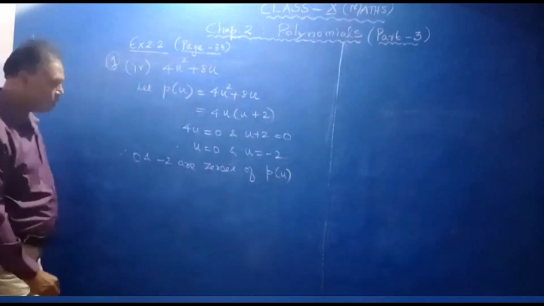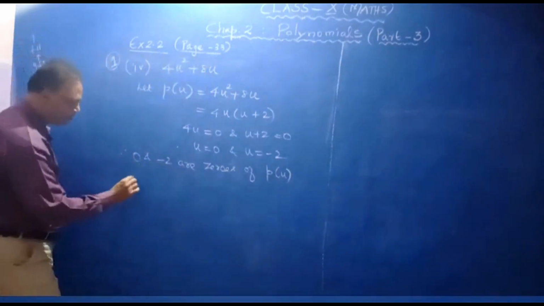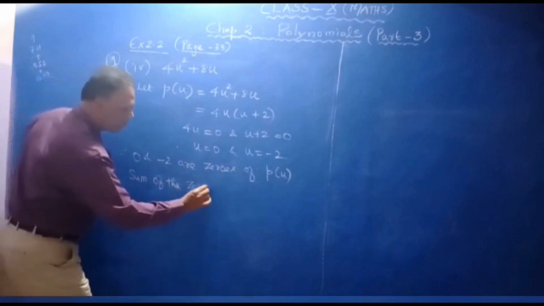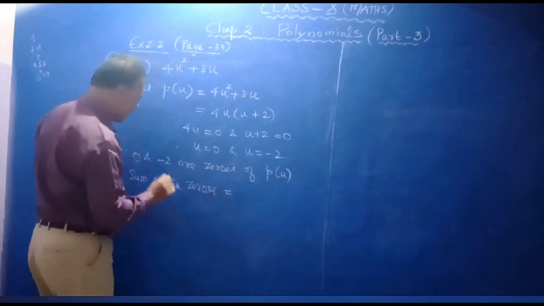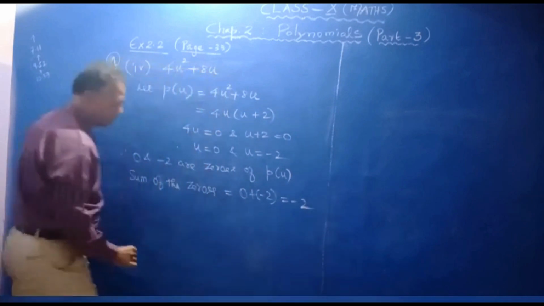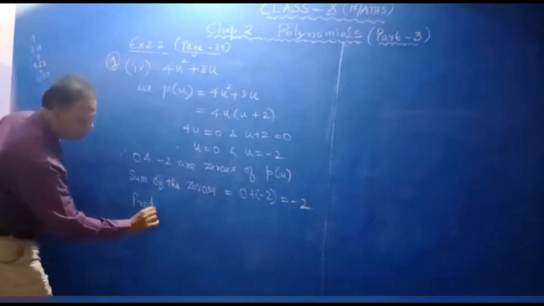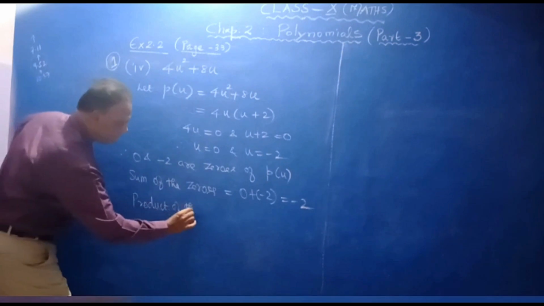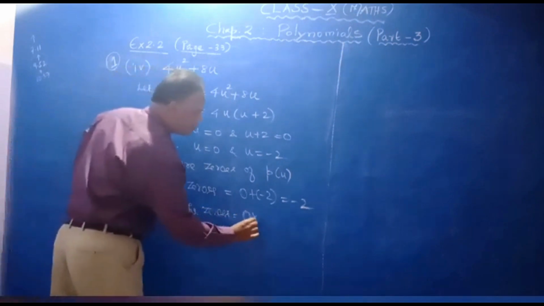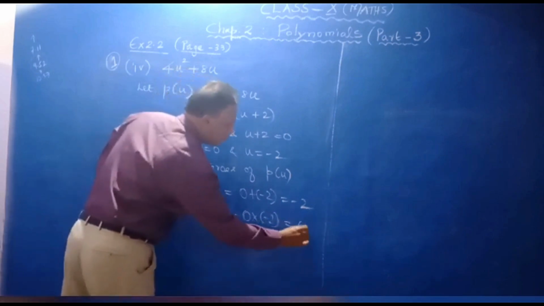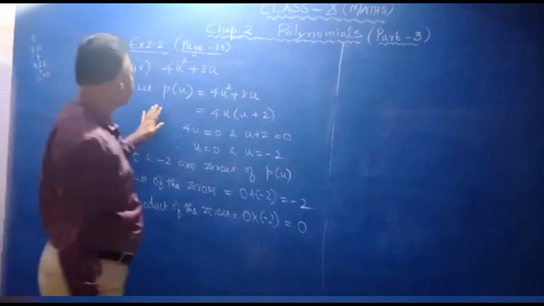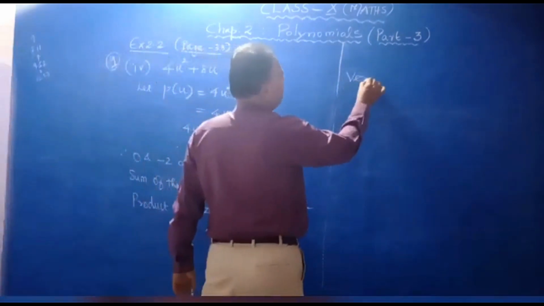Now we have two zeros, so what do you have to find out? Sum of the zeros. Sum means add. 0 plus minus 2 is minus 2. Clear? Next, find the product of the zeros. Zero into minus 2 is 0. Clear? Now we have to verify with the coefficients. Verification.